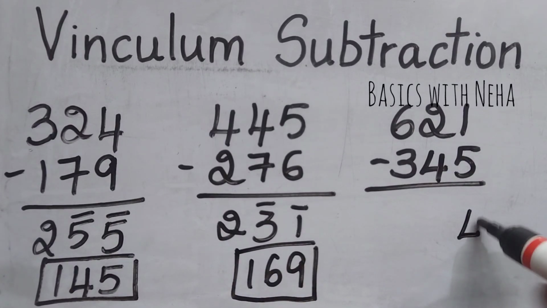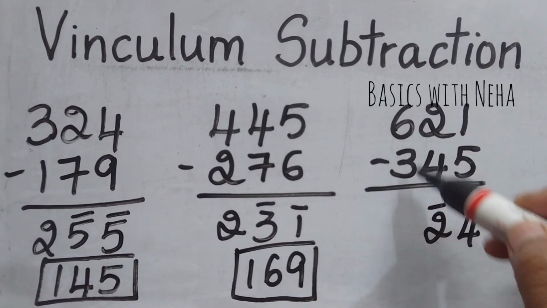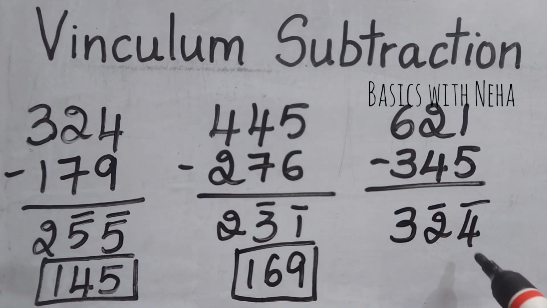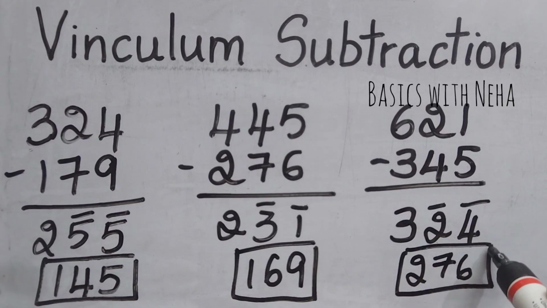5 minus 1 is 4 bar. 4 minus 2 is 2 bar. 6 minus 3 is 3. And to de-vinculate, 10 minus 4 is 6. 9 minus 2 is 7. 3 minus 1 is 2. And that will be my final answer.